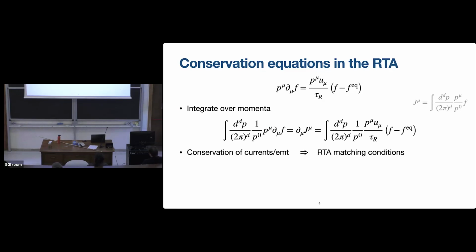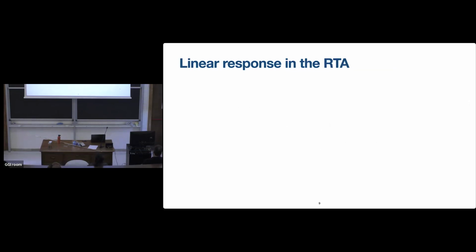And so if you want the current to be conserved, you need to require that this term vanishes separately. And this is the statement that the conservation of your currents and your energy momentum tensor lead to these RTA matching conditions. So this is a consequence of the conservation equation. This is over the first moment, and this is for the conservation of the energy momentum tensor. So far, so good. Okay.